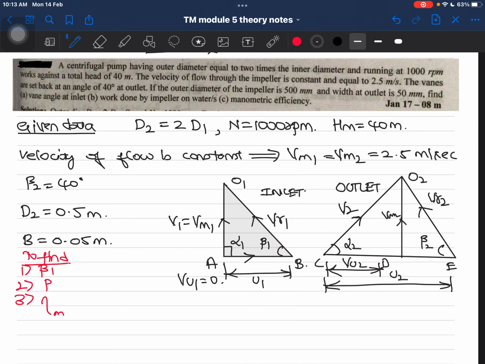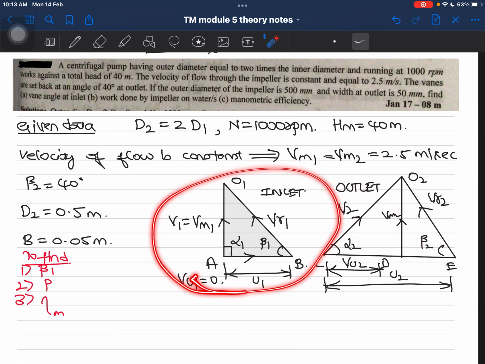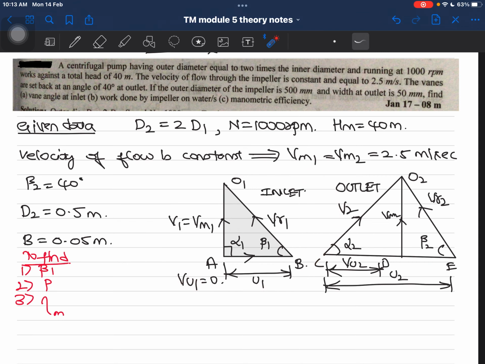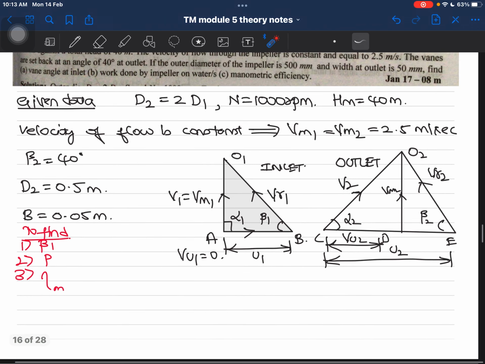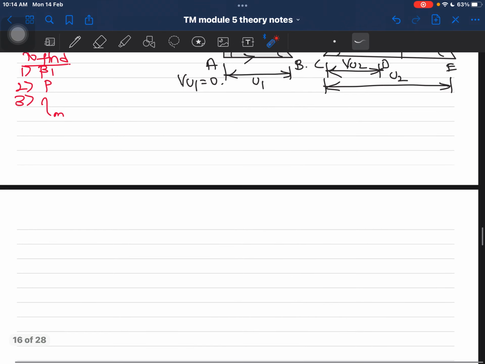Since he has clearly specified that it is set back at an angle of 40 degrees, that means it is a backward vane pump. So you have to draw the velocity triangles with respect to a backward vane pump. Remember, the backward vane pump velocity triangle would be of this order, and the forward vane pump would be of this order. You have to remember that the inlet velocity triangle remains the same for all three cases. Let us proceed with the solution now.